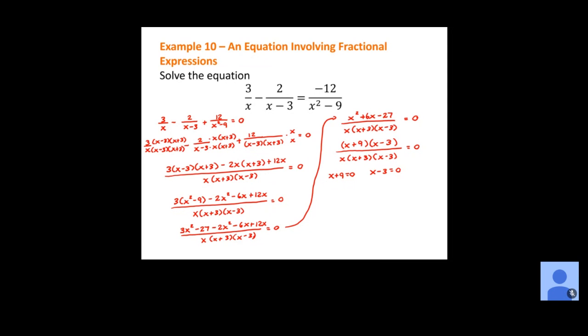Well, to solve these, I'm going to subtract 9. That's going to give us x equals negative 9. And for the other piece, I'm going to add 3. That's going to give us x equals positive 3.